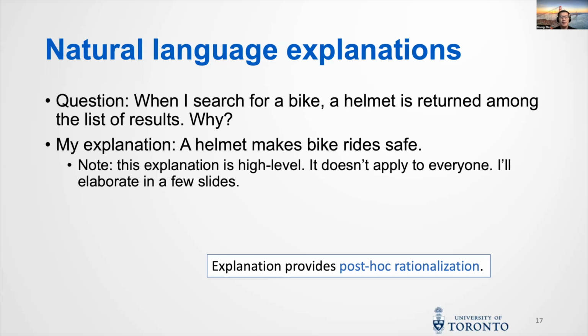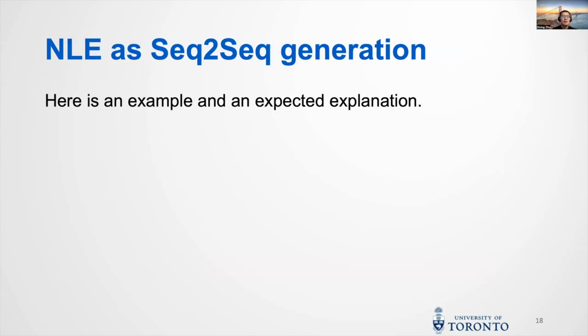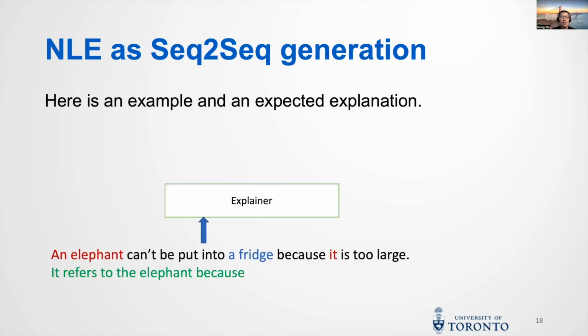Okay, enough for the human's explanation. Let's try to see if machines can be used to generate the natural language explanation. Here's an example. We put a prompt into the explainer, which is usually a large language model. The prompt is constructed in a special format. So you write the problem, you write some functional words, and you insert a word because, and let this model continue generation after this prompt.